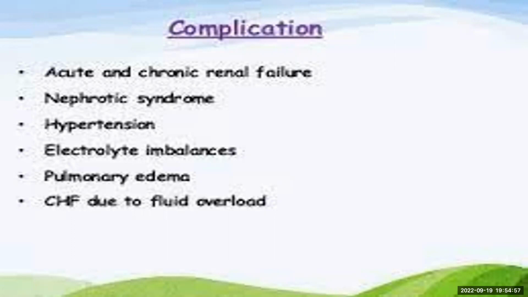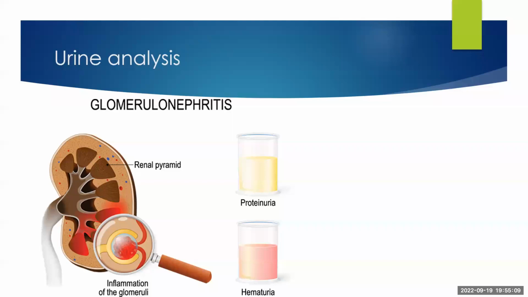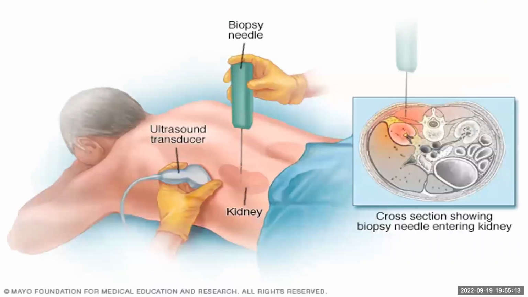It may lead to hypernatremia. And pulmonary edema due to excessive fluid in the body. When there is pulmonary edema, it obviously leads to congestive heart failure because of fluid overload. Then in urine analysis, we have already said proteinuria will be there, hematuria will be there.